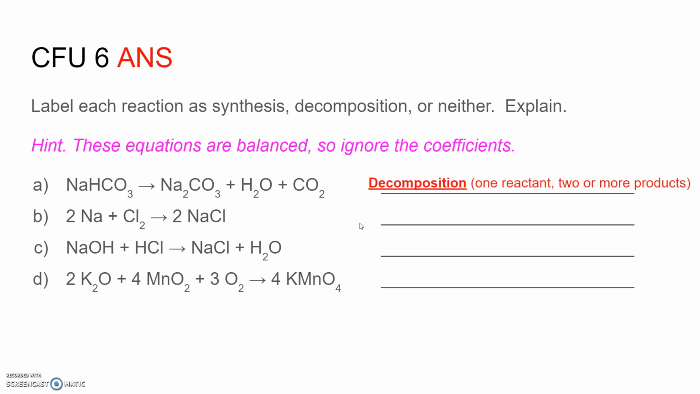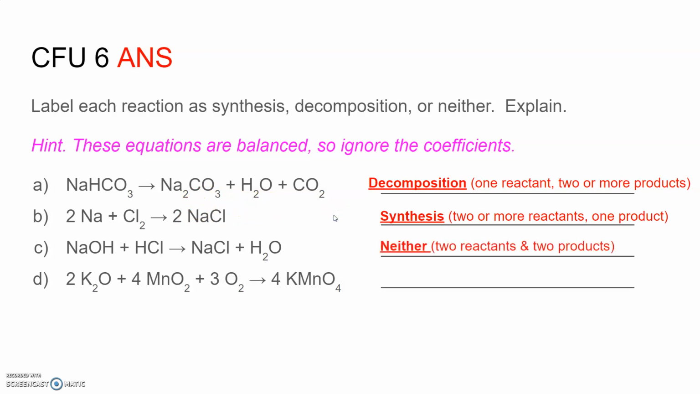So the first one is a decomposition reaction. We're starting off with one type of reactant and producing, in this case, 3 products. So as long as you produce 2 or more products, different types of products, it's decomposition. For the second one, it's synthesis, because we have 2 types of reactants, Na and Cl2, and it produces one type of product. Remember, we ignore that coefficient of 2 there. It's just one type of product here.